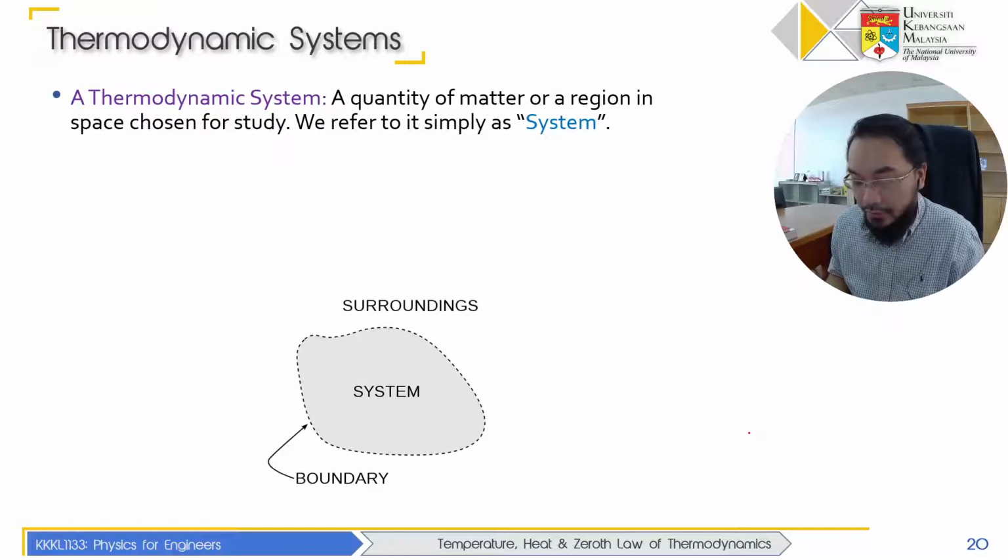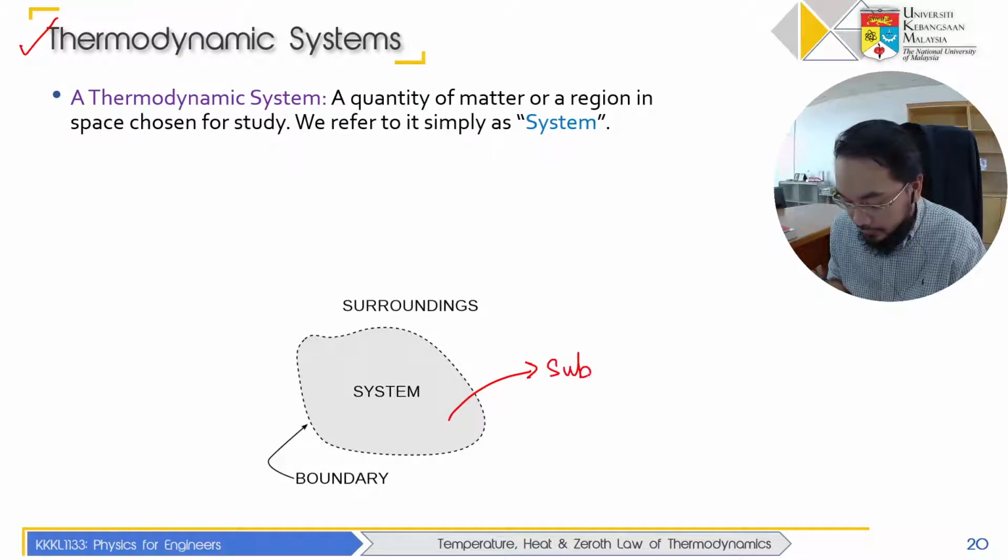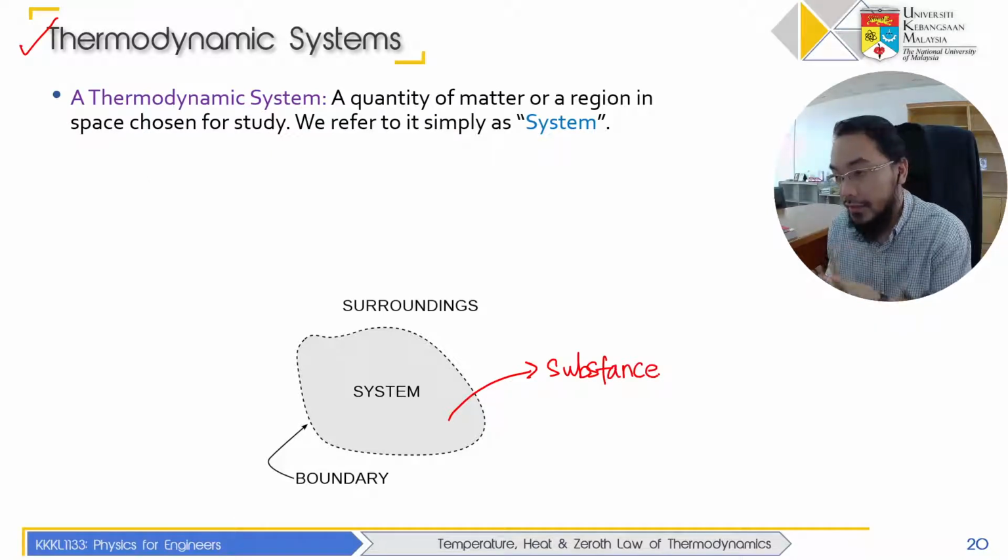So we look at the first definition of one concept. A concept that you need to know, the first one, is thermodynamic system. So what is a thermodynamic system? A thermodynamic system is a quantity of matter or region in a space chosen for study, whereby this system must consist of a substance. The substance must be any kind of matter regardless of the phase. So it can be a solid, liquid, gas, or plasma. So it must have a substance.